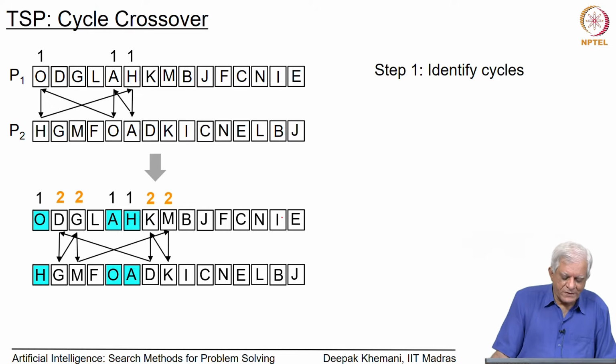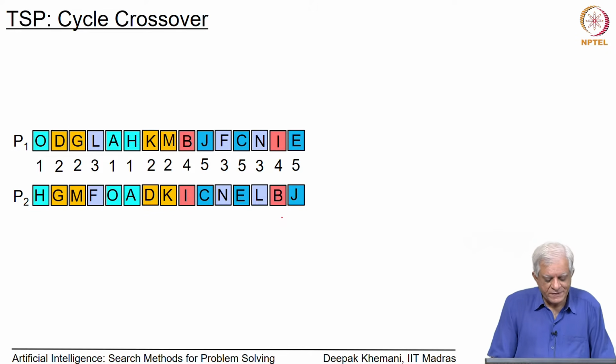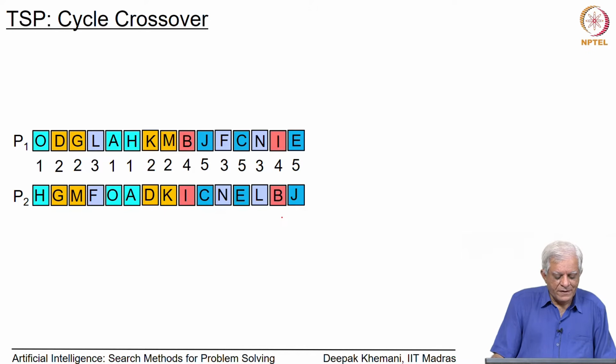So, we continue this process. Next time we will start with city L and so on till we have finished constructing all the cycles, at which point the two tours look like this. As you can see, they are colored according to cycles, and we have 5 cycles in them. The odd numbered ones are colored in the shades of blue green, and the even numbered ones are colored in the shades of orange red.